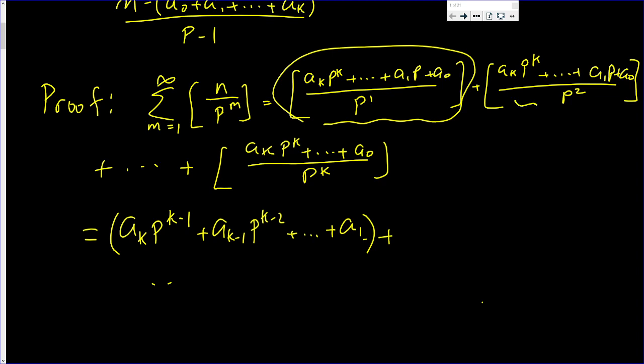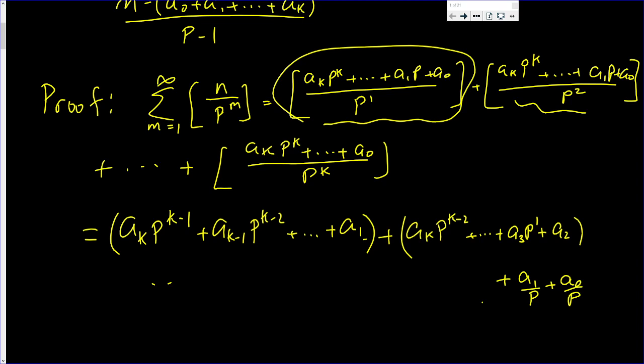Plus, now we deal with this. We have a sub k p to the k minus 2, all the way down to, say, a sub 3 p to the 1, plus a sub 2. The next term is going to be a1 over p plus a sub 0 over p.